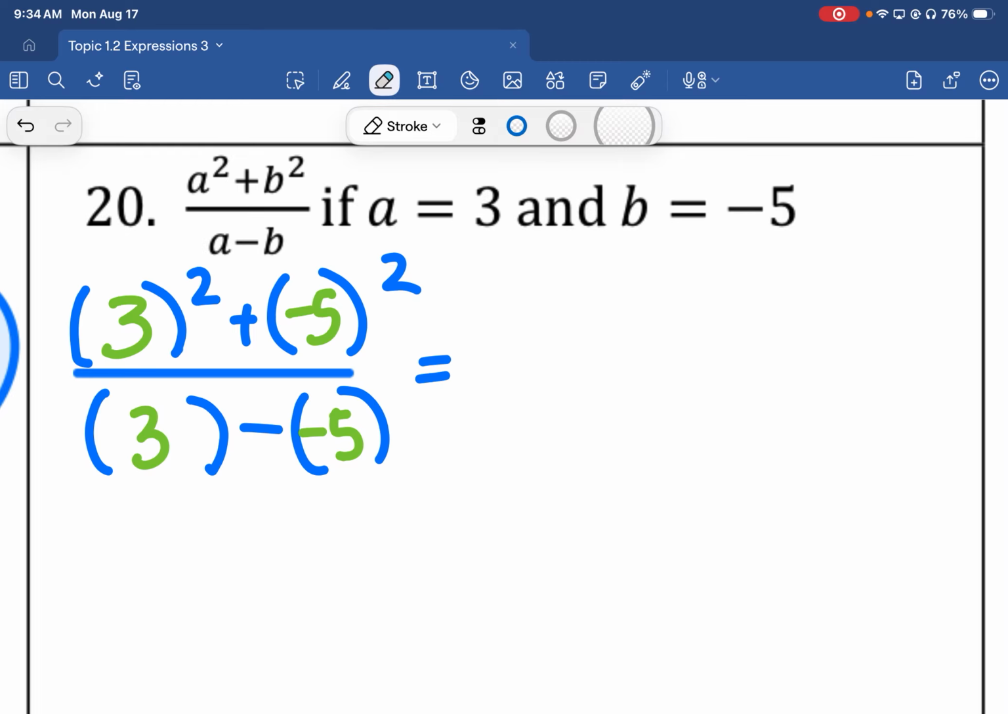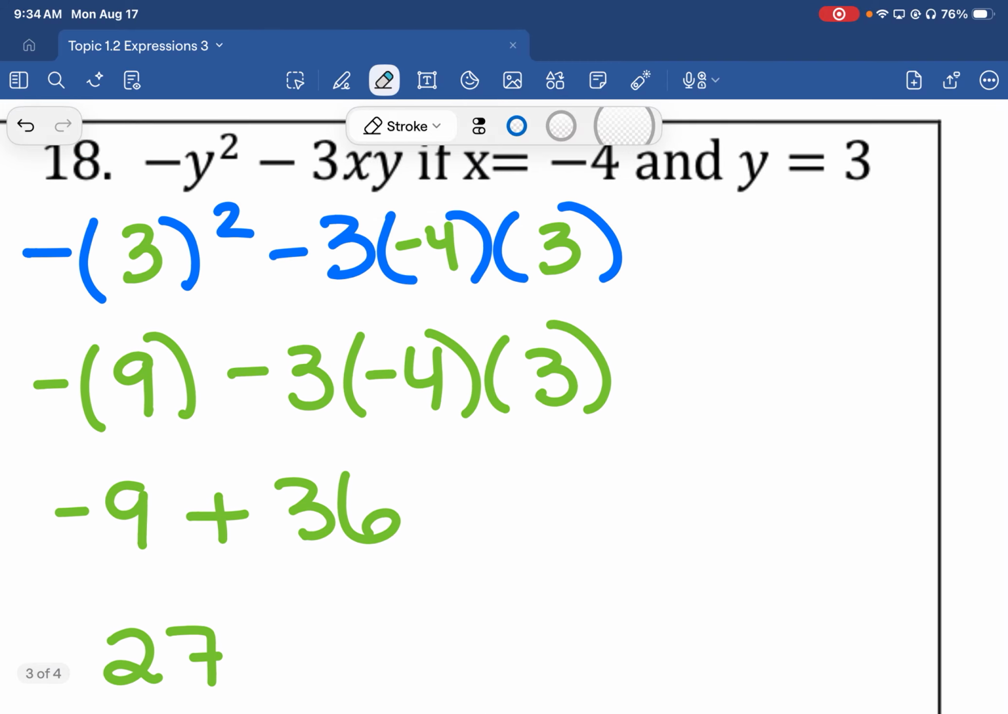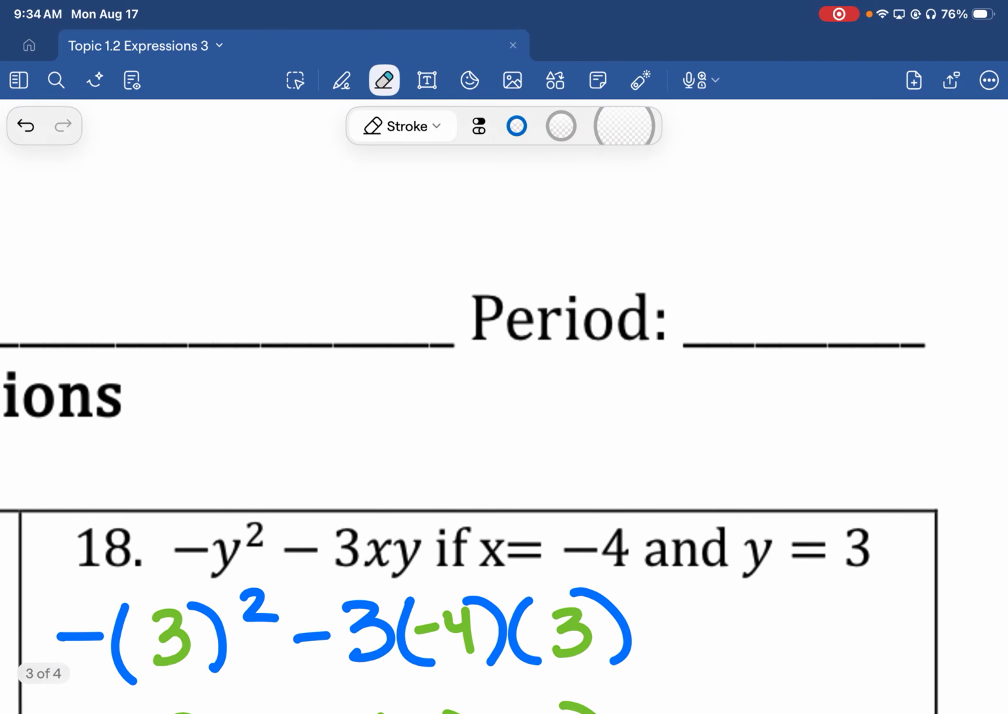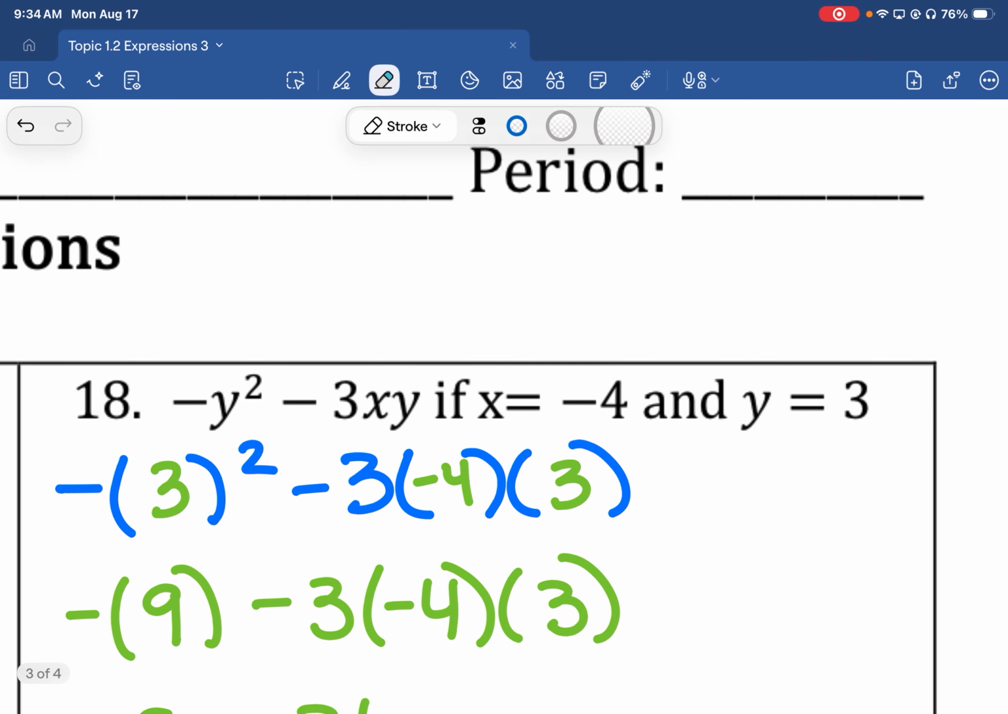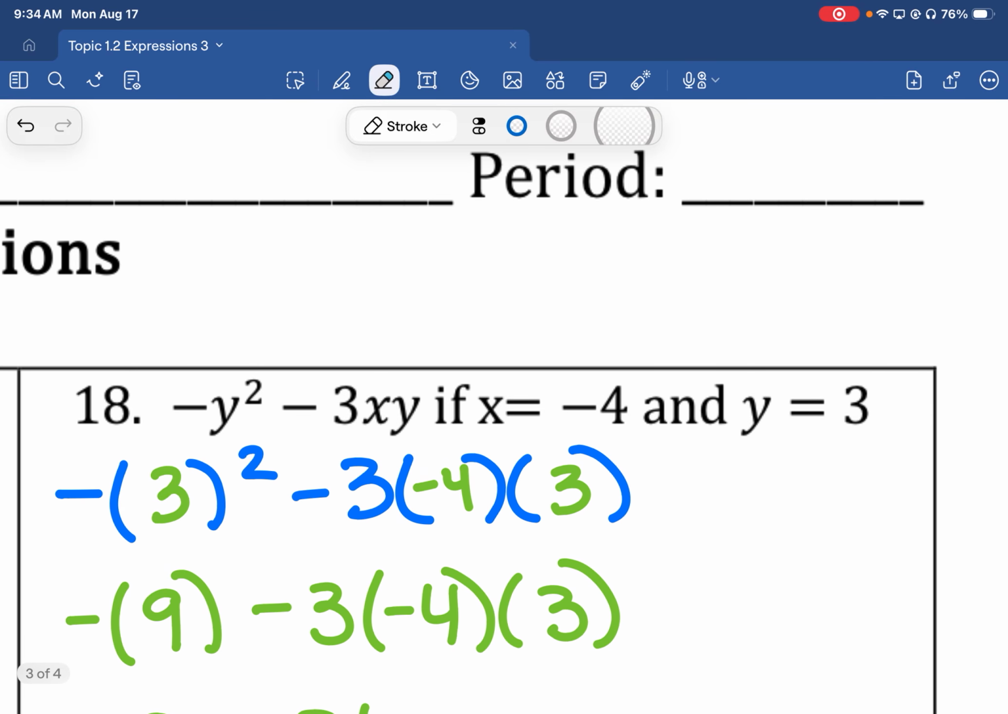All right. So for number 18, okay, when we set this up, we should have this, okay? Now, what do we evaluate first? The exponent. What is 3 squared? 9. But it still has a what in front of that? Negative. So we should have negative 9 minus 3 times negative 4 times 3.